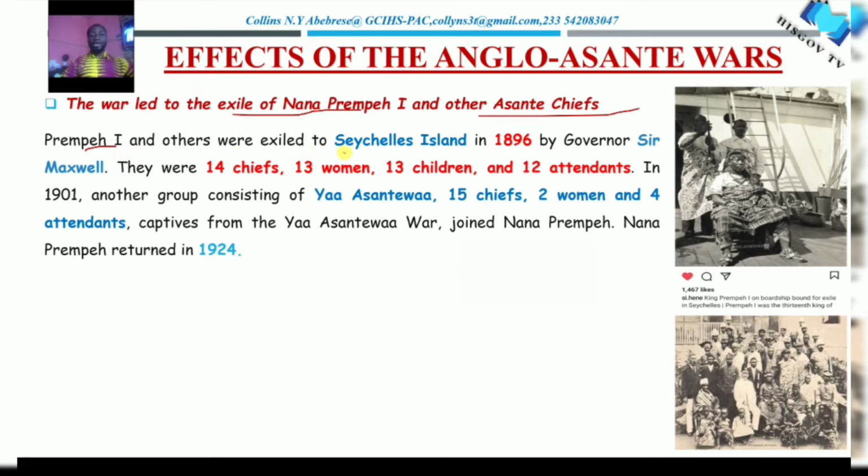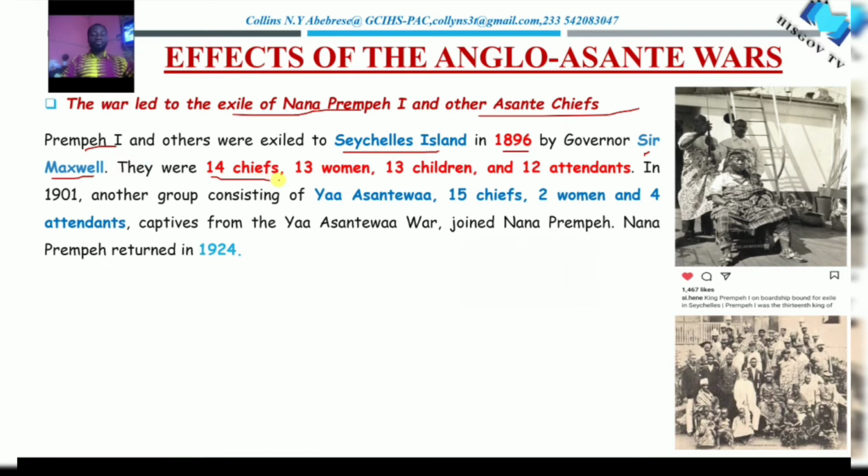He was exiled to an island known as the Seychelles Island, a tiny island located somewhere in the East African area, where we have Madagascar. In 1896, that island was a British colony, and he was exiled by Sir Maxwell, who was then the British governor.